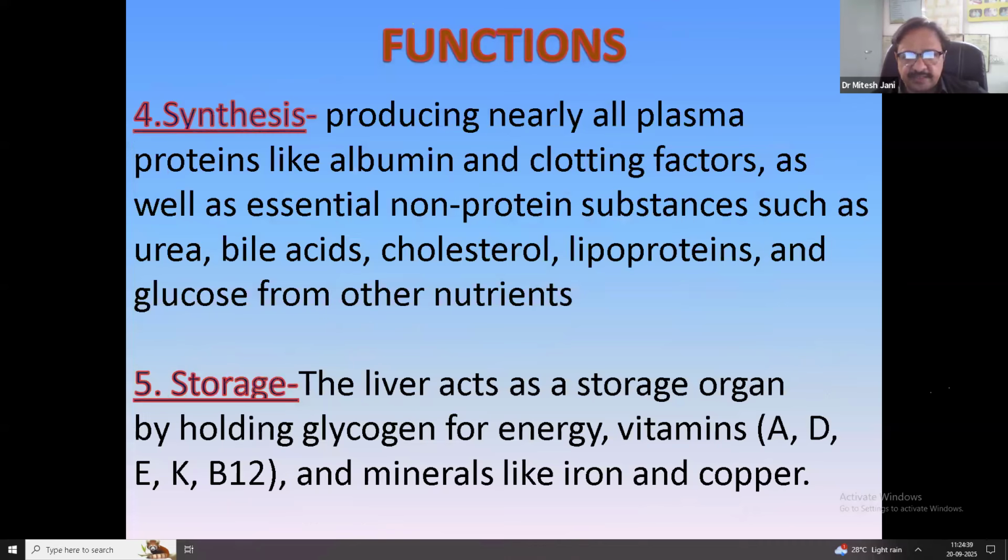Now fourth, synthesis, producing nearly all plasma proteins like albumin and clotting factors, as well as essential non-protein substances such as urea, bile acids, cholesterol, lipoprotein, and glucose from other nutrients. So synthesis is the fourth important function. The liver also stores glycogen for energy, and different vitamins like A, D, E, K, and B12, and minerals like iron and copper.